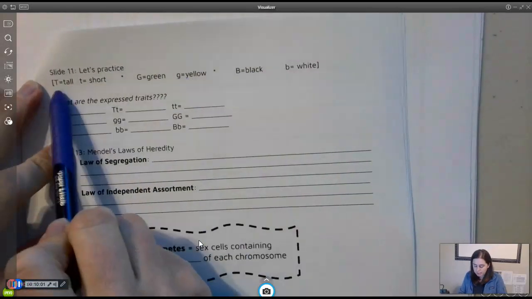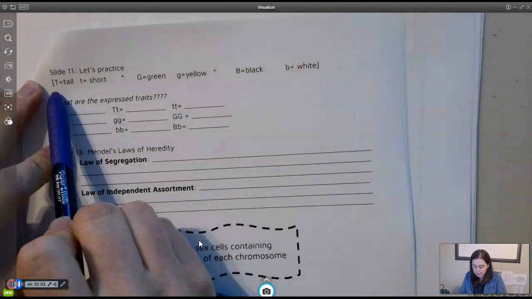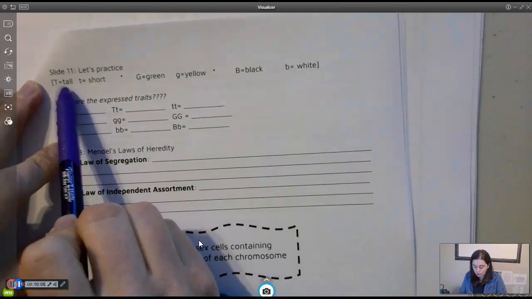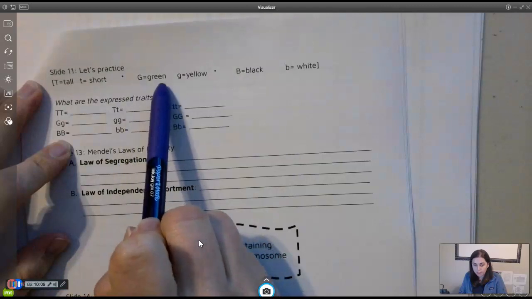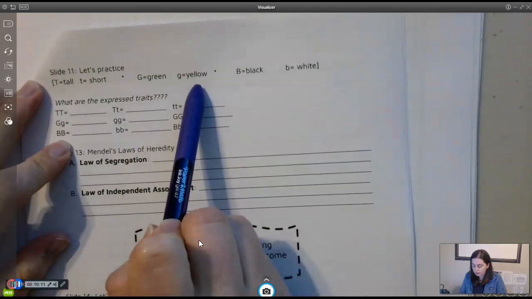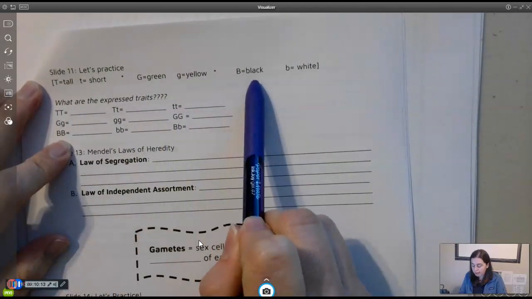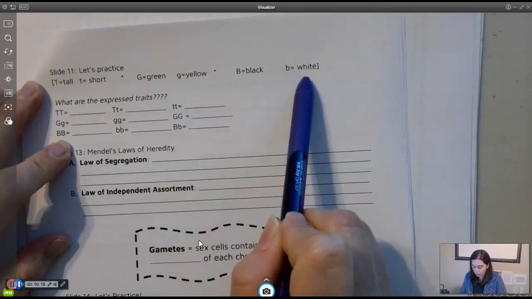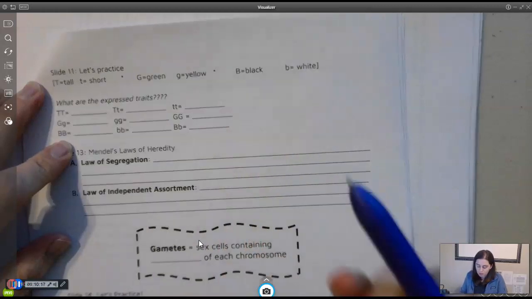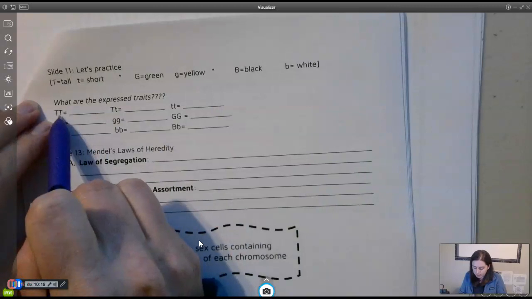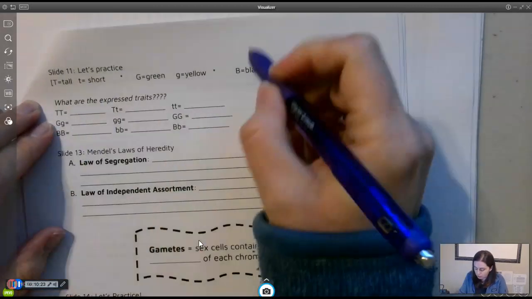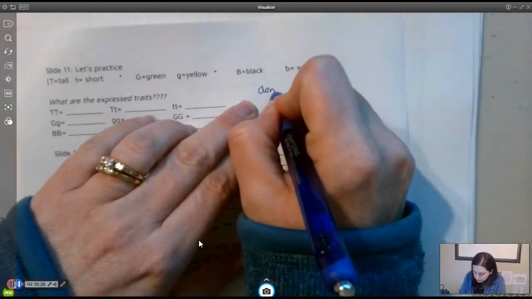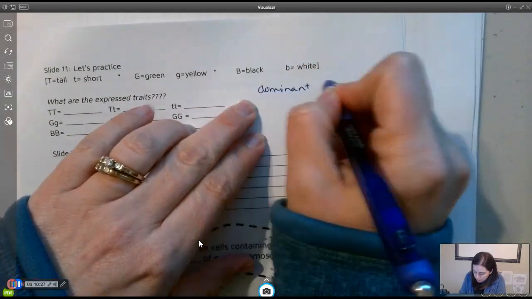So we have T's, G's, and B's. Our big T is tall. Our little t is short. Our big G is going to be green. Our little g is going to be yellow. And our big B will be black. And our little b will represent white. Okay? So if we were to compare big T, dominant is capitalized. So remember, dominant equals capital letter.